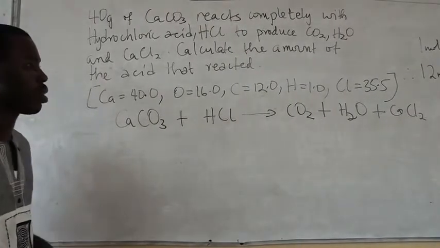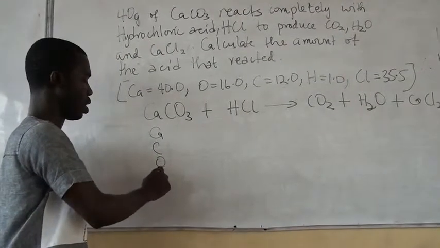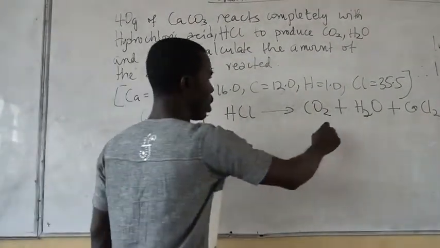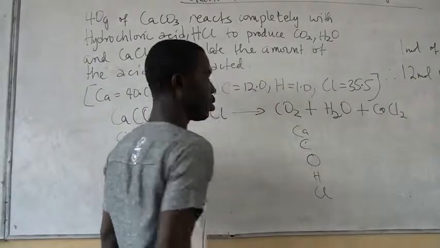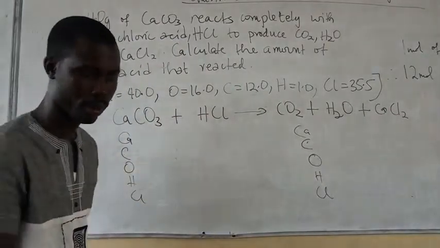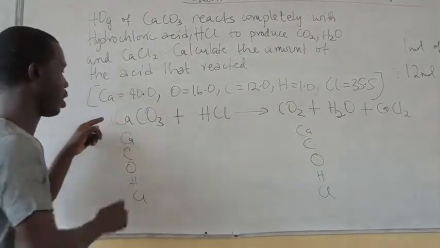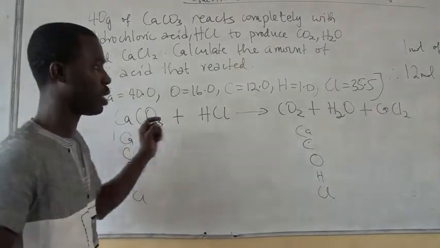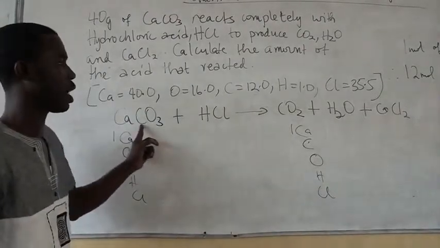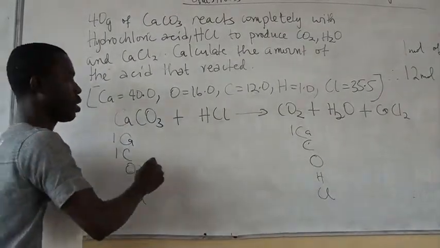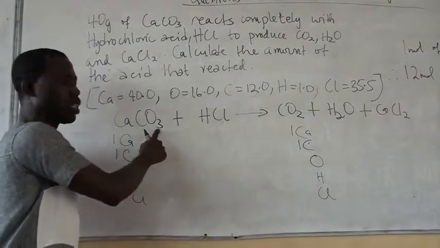Once again, we can see Ca here, C here, O here, H here, Cl here. The same thing here: C, A, C, O, H, Cl. Now let's balance it. There's one Ca here, and there's one Ca on the right. So Ca is balanced. For C, there's one C here, another C over here. Then for O, there are 3 oxygen atoms on the left.